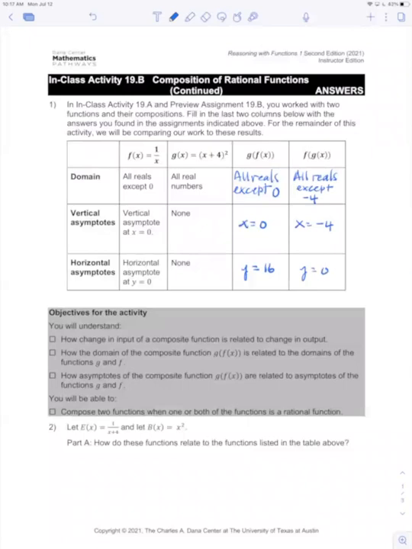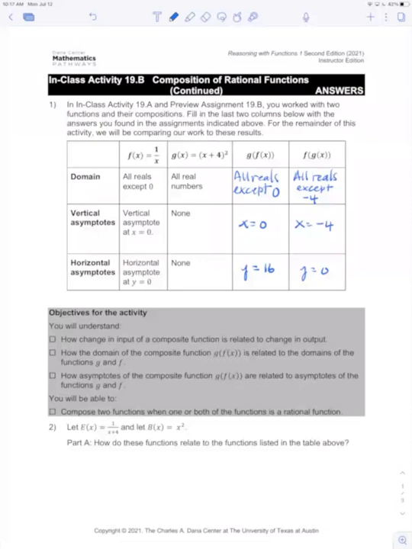Objectives for the activity. You will understand how change in input of a composite function is related to change in output, how the domain of the composite function g of f is related to the domains of the functions g and f, how asymptotes of the composite function g of f are related to asymptotes of the functions g and f. You will be able to compose two functions when one or both of the functions is a rational function.